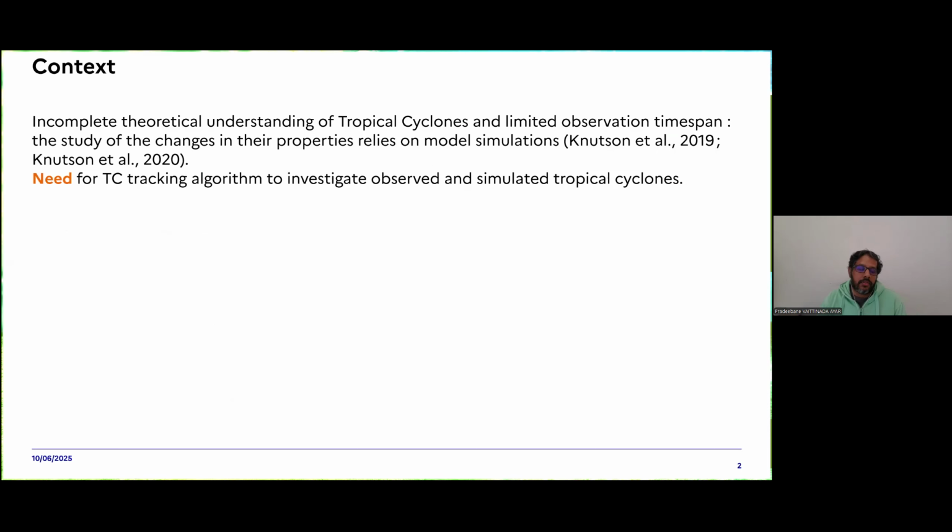So why do we want to detect tropical cyclones in climate data? Because we have an incomplete theoretical understanding of what a tropical cyclone is, which is also limited by our observation time span. So to study the changes of tropical cyclones, we rely on climate simulations. So we need to track them in the observations and the simulations.